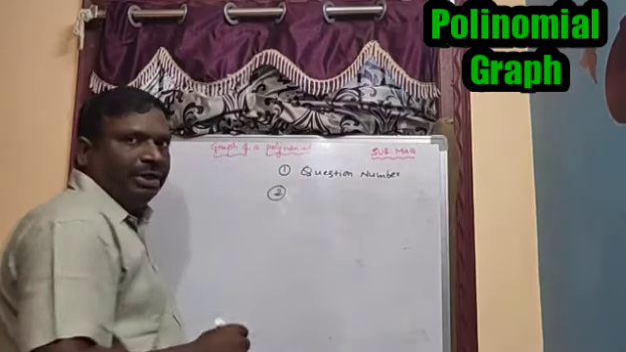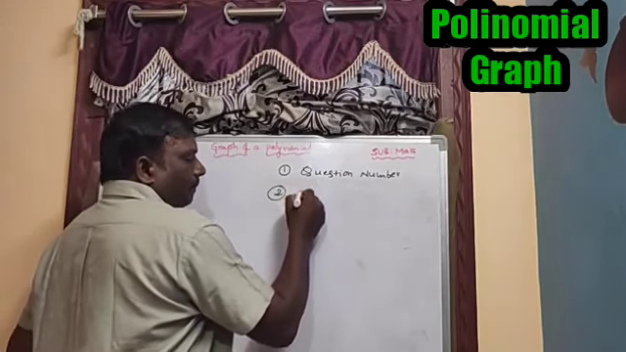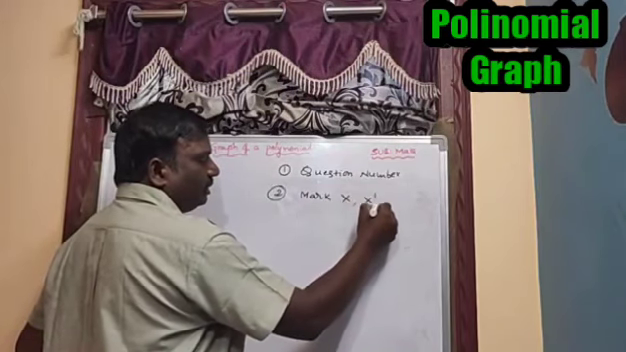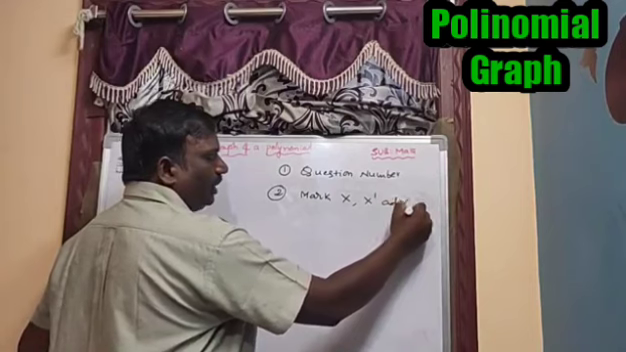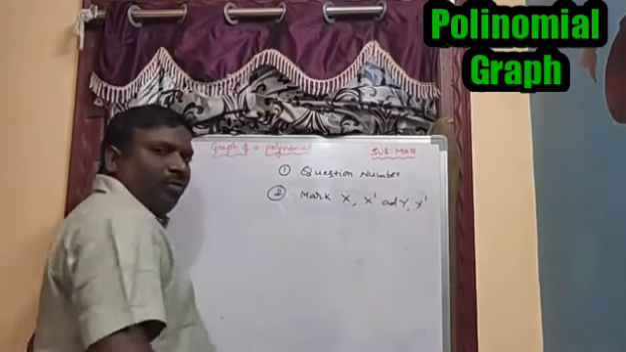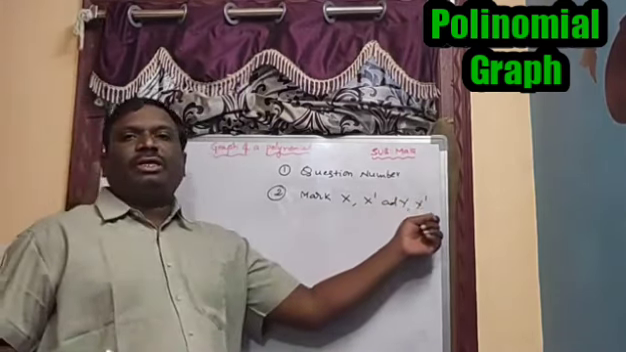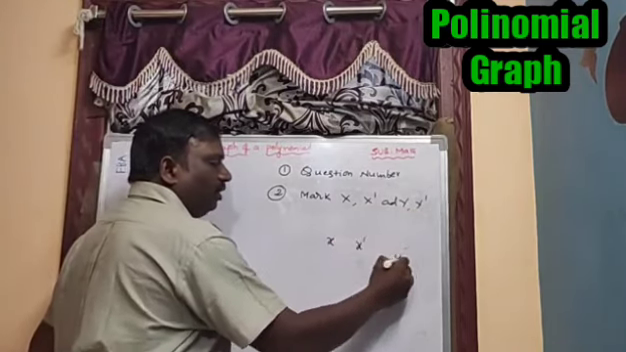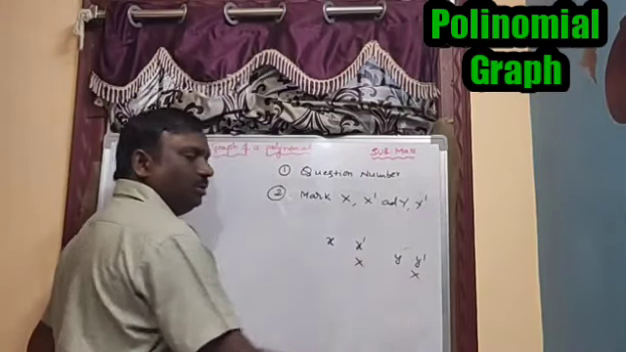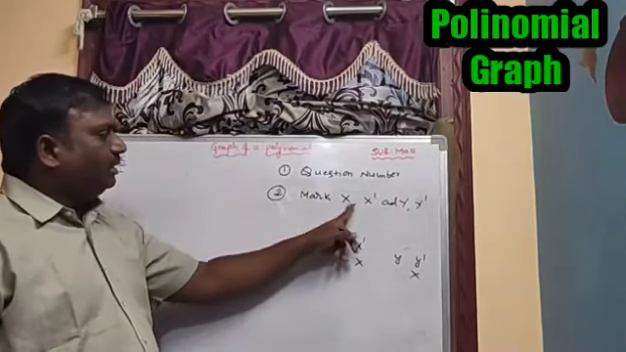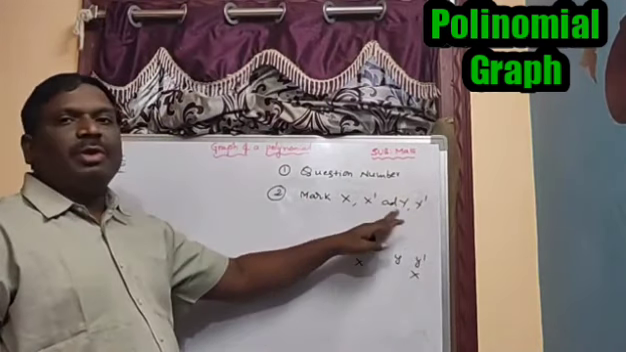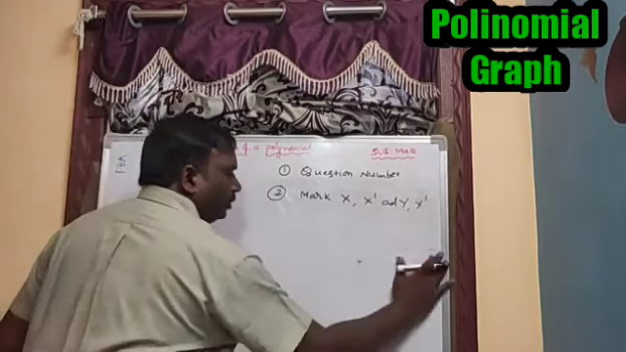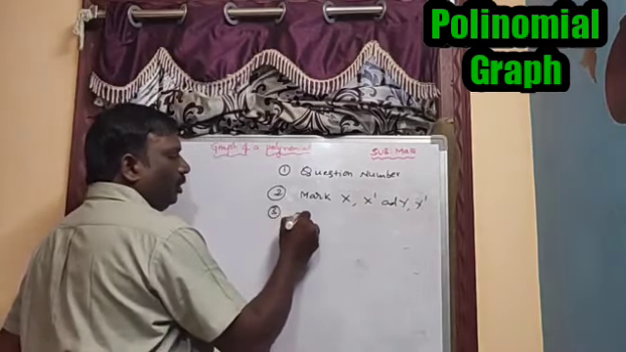Next, second point is mark x dash and y dash. When you are marking x dash and y dash in the graph paper, sometimes children will mark x dash, y dash in small letters. This is wrong. So always we have to mark X dash and Y dash in capital letters. We cannot show in small letters. Okay. And third point is origin marking.